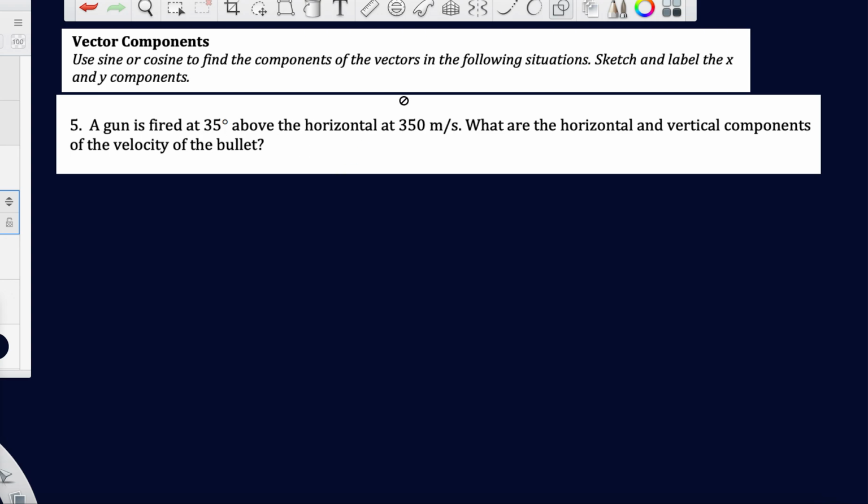A gun is fired at 35 degrees above the horizontal at 350 meters a second. I'm going to create a line. I'm going to rough out what 35 degrees is. It should be just a little bit like that, right? And then I'm going to get rid of this. I'm going to label this. This is 350 meters a second. And what I'm going to do is rough out the vertical component.